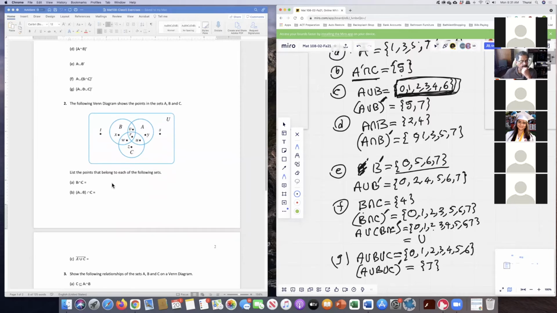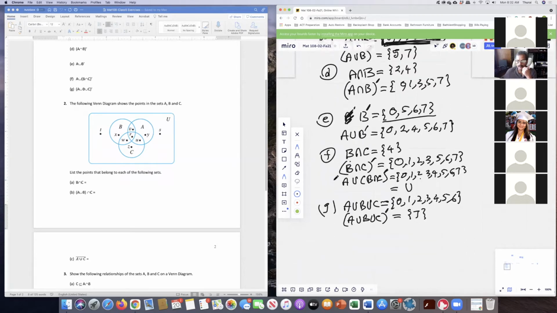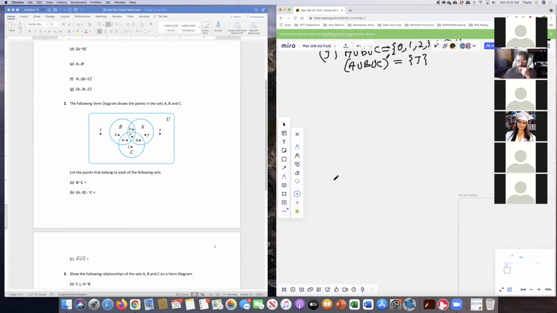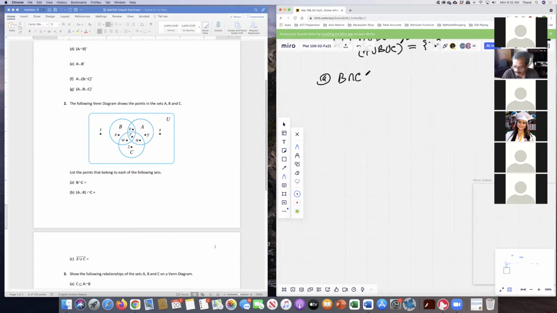The question says, list the points that belong to each of the following sets. And part A is B intersection C. Okay, can somebody tell me what points are in B intersection C? Is it W and R? W and R is correct. Very good. Yeah, so you write the answer by listing a set containing W, R.